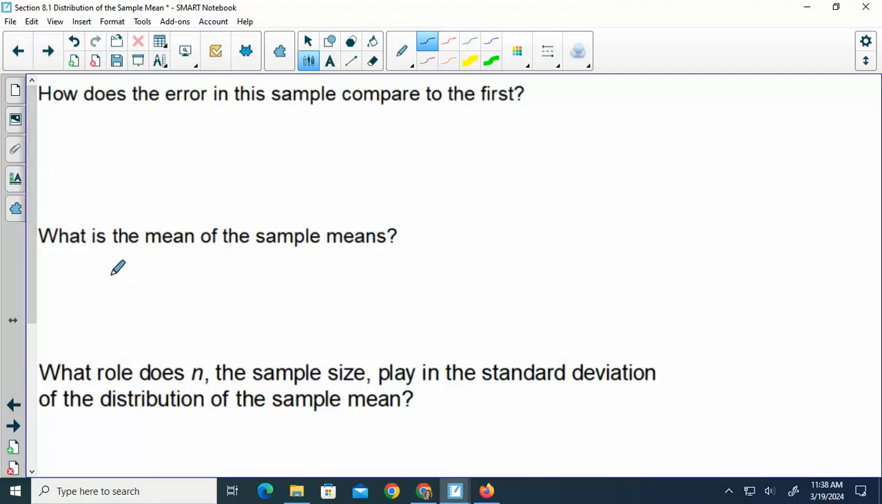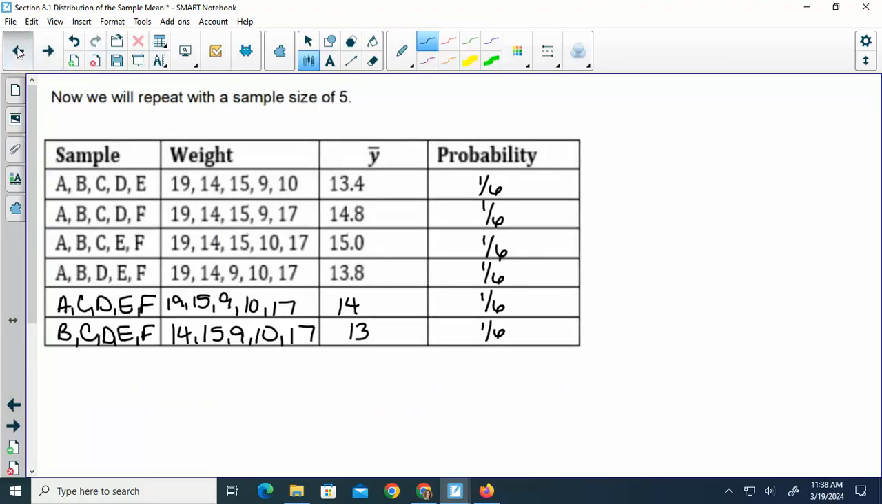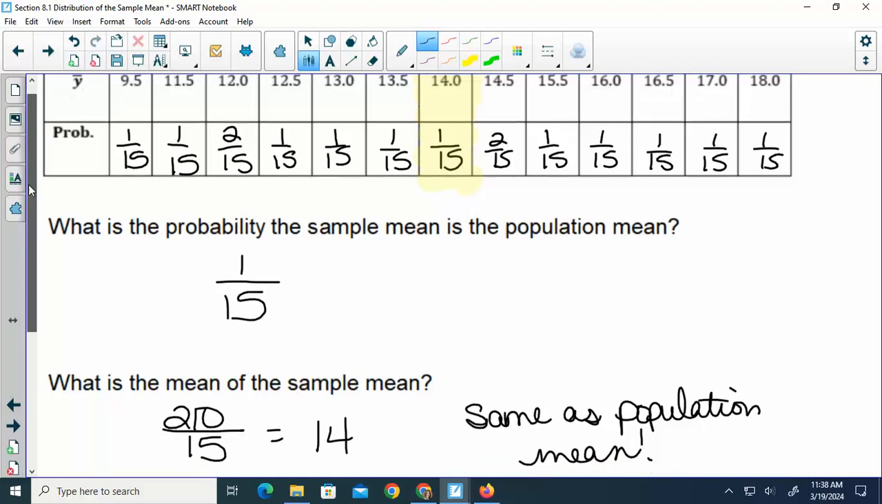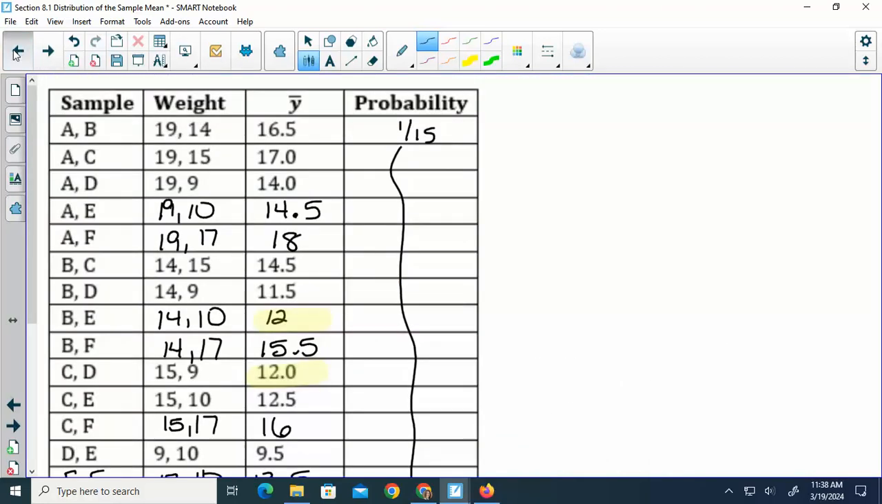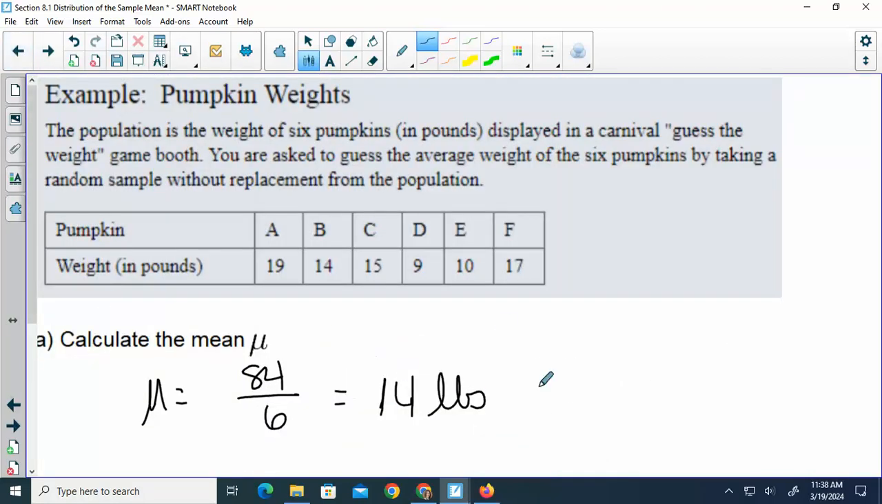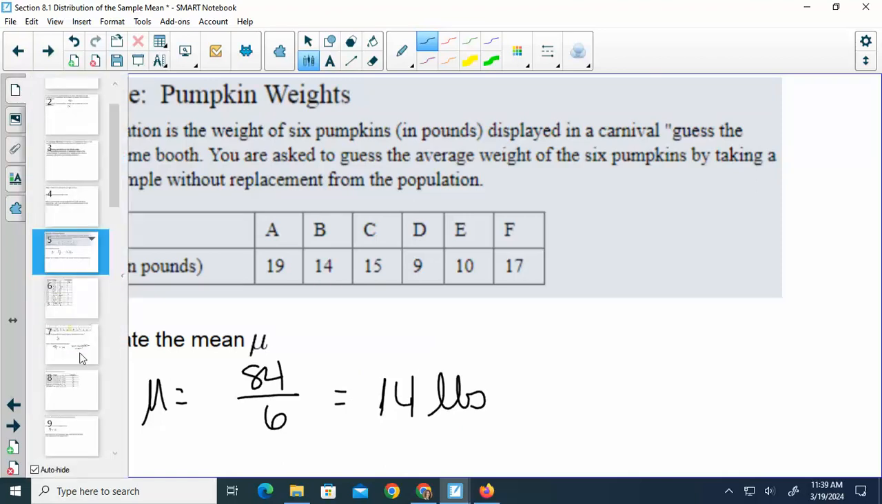I did ask my questions out of order. If I do that, we get 84 divided by 6, which is 14. Have we seen that number before? Yeah, that was the average we got when we had a sample of 2 pumpkins. That was also the average weight for the original 6 pumpkins. So I think there's something to this.